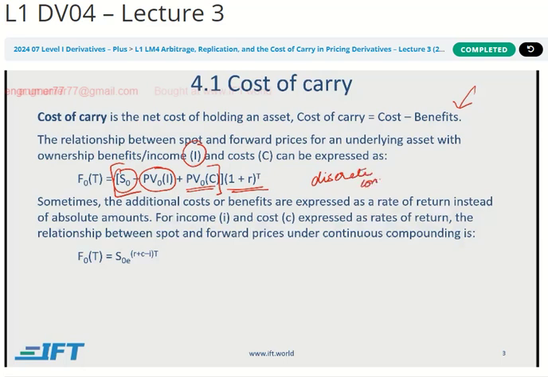If you were doing this for an index or a portfolio, then we would use continuous compounding. With continuous compounding, the concept is the same, but the formula is a little different. We take the spot price and multiply it by e. But here, in the exponent of e, we take the risk-free rate and add the cost and subtract the income.